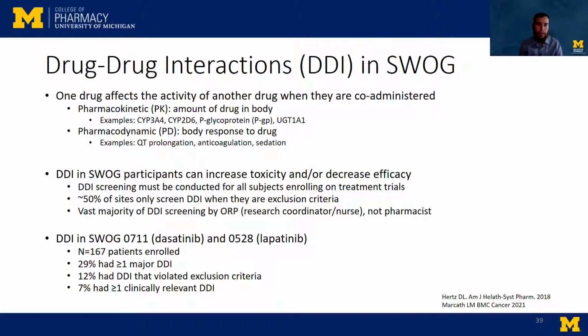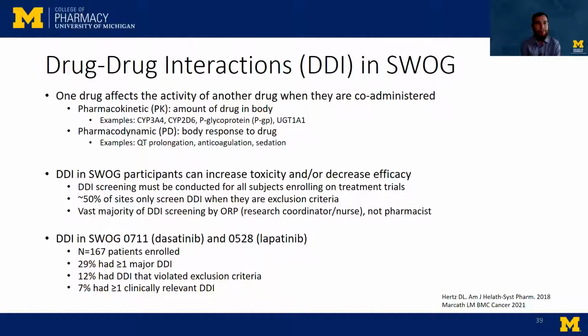Then we went to look at what the rates of drug interactions were on SWOG trials. We found two trials that collected comprehensive concomitant medication information, representing 167 patients. About 30% of patients have a major drug-drug interaction, and more than 10% of patients were enrolled onto the trial with a drug interaction that actually violated an explicit exclusion criterion and were allowed on the study anyway. So whatever system we're currently using is clearly not working.